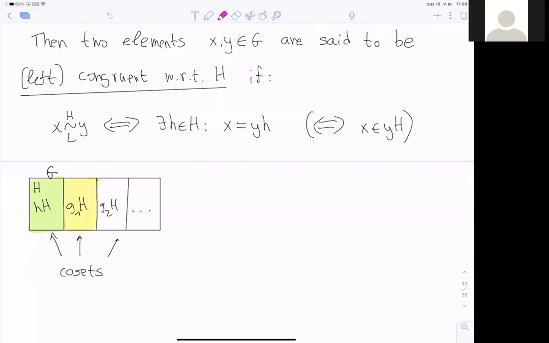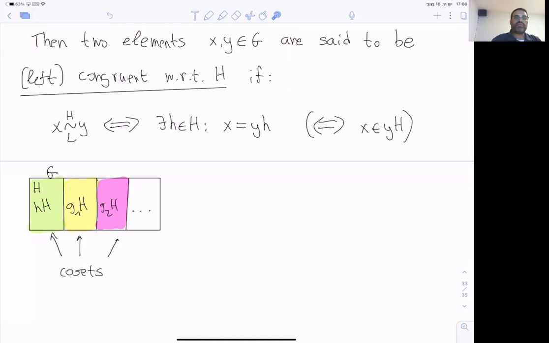So just to be clear, when you say you multiply an element by a group, you mean multiply each element of the group by that element? Sorry, again? The notation is multiplication of an element, lowercase h, for example, by a group, uppercase. Yes, this means that you go over any element of H and multiply by this g. Yeah, okay.